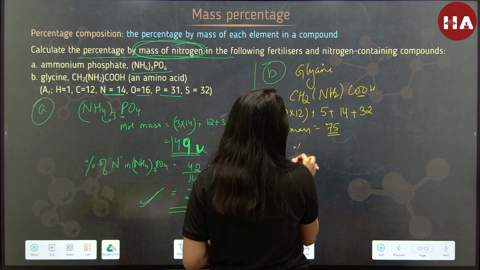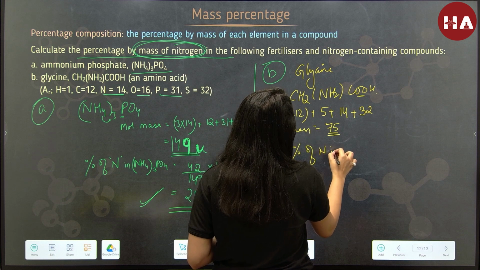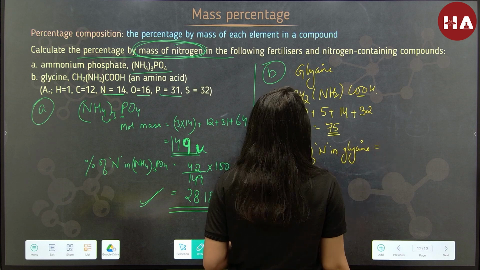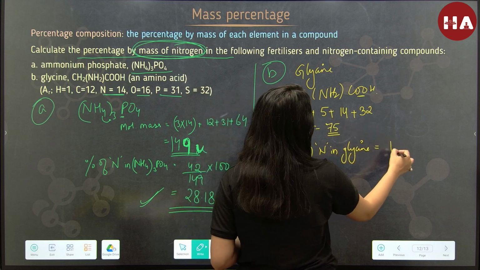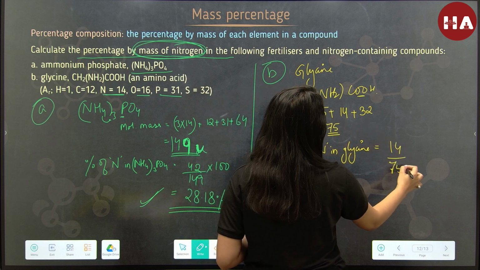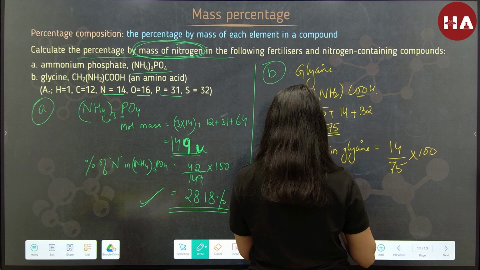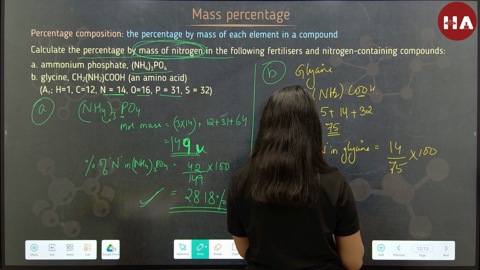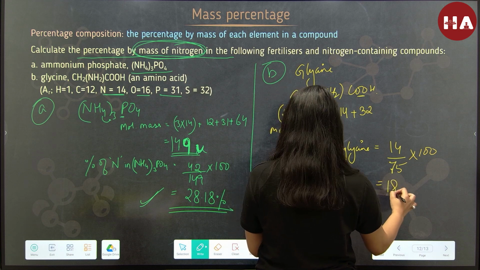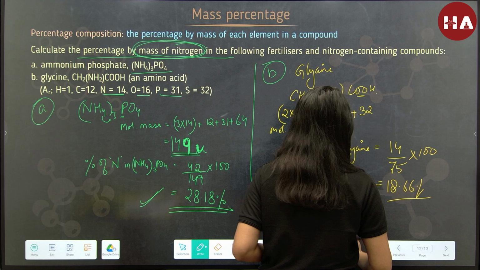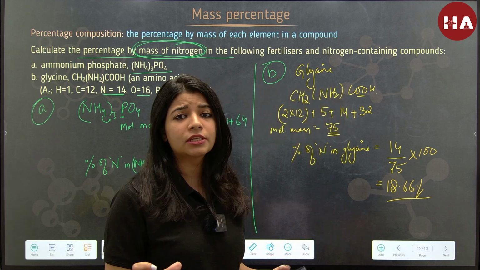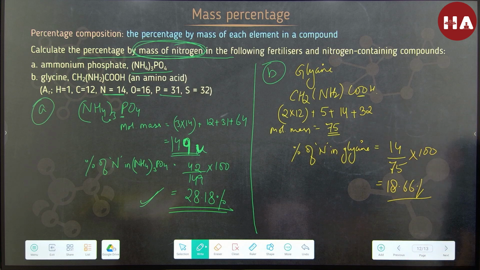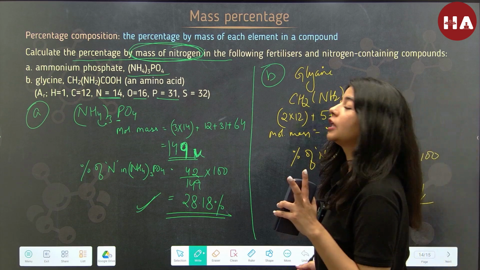Now we have to calculate the percentage of nitrogen in glycine. So how much mass of nitrogen is present in glycine? Only 1 nitrogen I can see. So 14 divided by total mass, which is 75, times 100. If you solve this, 1400 divided by 75, that will give you 18.66%. So 18.66% of nitrogen is present in glycine. Now take a minute here, quickly write this down. I hope you have noted this down.